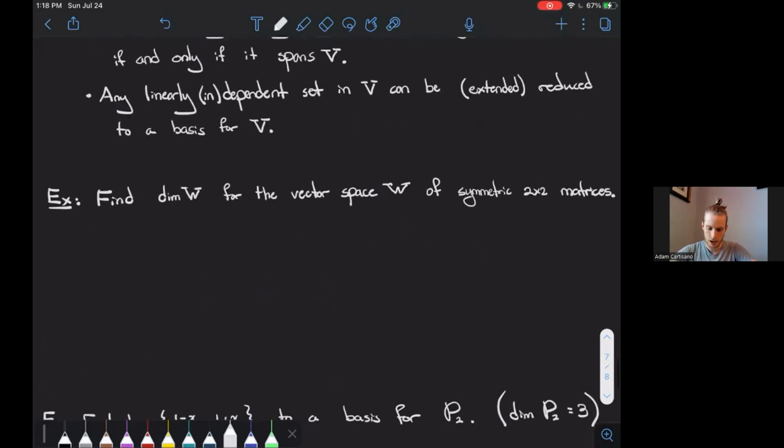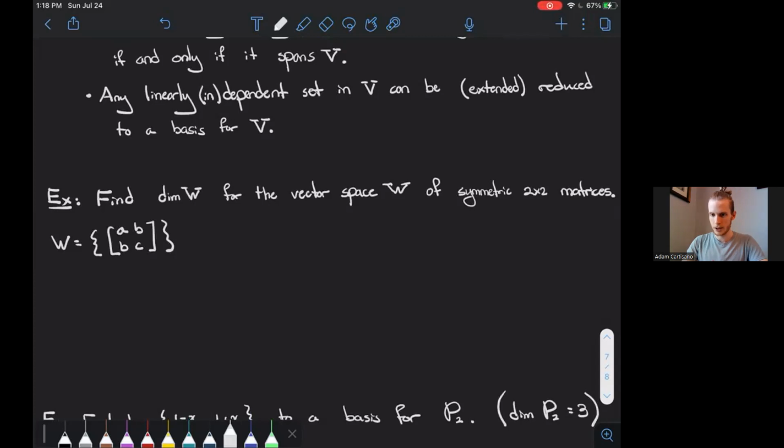Okay, so let's do an example: find the dimension of the vector space W of 2x2 symmetric matrices. In other words, the set W is the set of matrices of the form A, B, B, C. After all, we're just asking that every matrix we're looking at has this form.